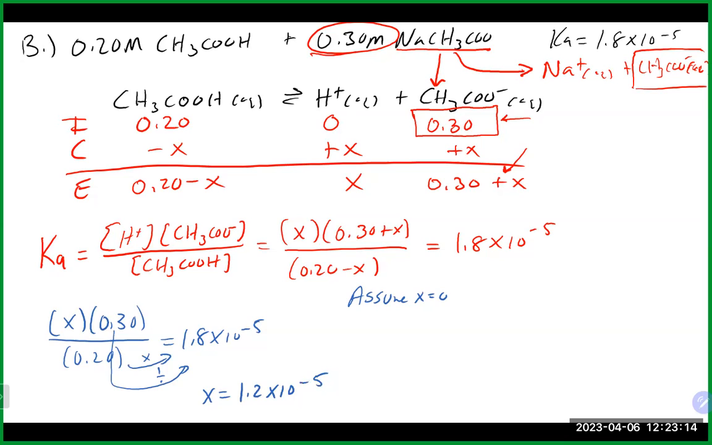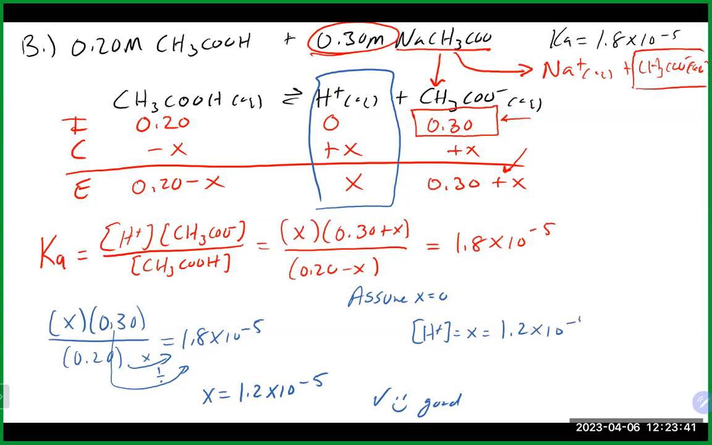In this case, we're going to check our assumptions. So we'll take this, divide it by 0.3, times 100. And again, we're at about 0.004%. So our check here is good. That means that, again, from our ICE table, X does equal the H plus concentration. So the H plus concentration is equal to X, which is 1.2 times 10 to the minus 5 molar. Going into our pH at this point, minus the log of 1.2 times 10 to the minus 5 gives us a pH now of 4.92.